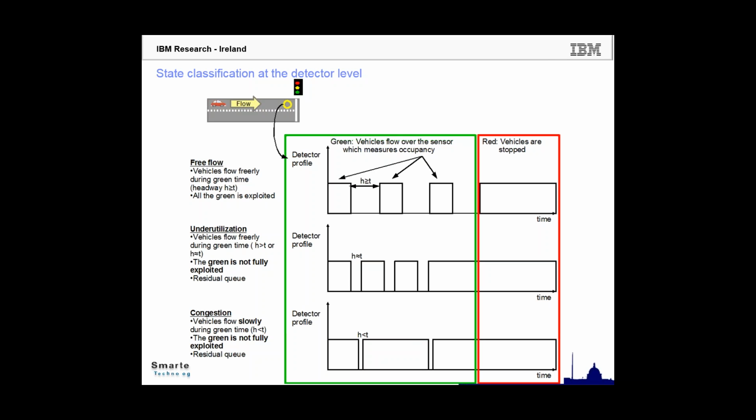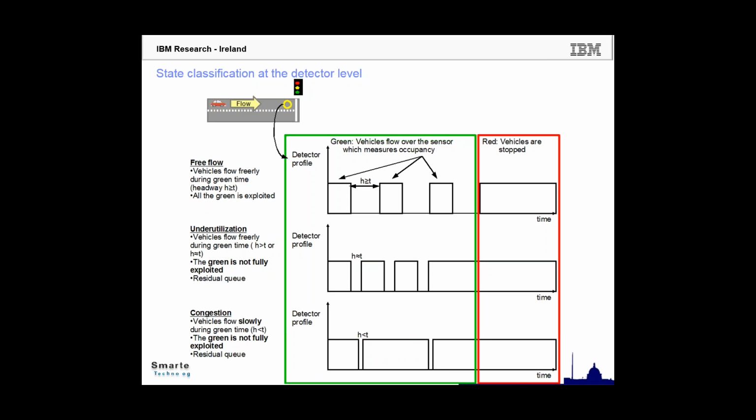Then there is the underutilization case, in which for a first part of the green time, the vehicles are going freely, but then they get stuck. So the green time is not fully exploited because there is a congestion. The congestion is not severe yet, but there is a congestion that needs to be detected and needs to be solved.